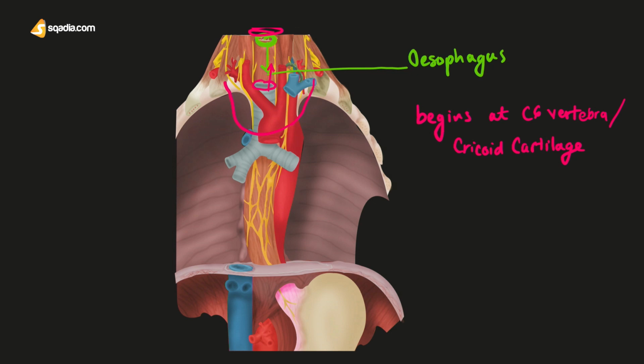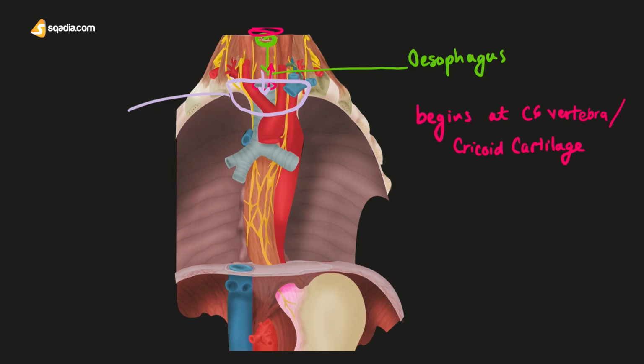So where is it entering? It's entering right here. Or let's use a different color marker. So this is our superior aperture. As you can see, this is the level at which the esophagus is entering into the mediastinum.